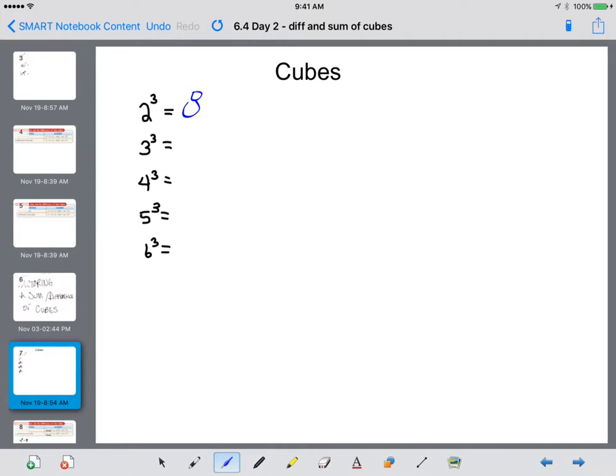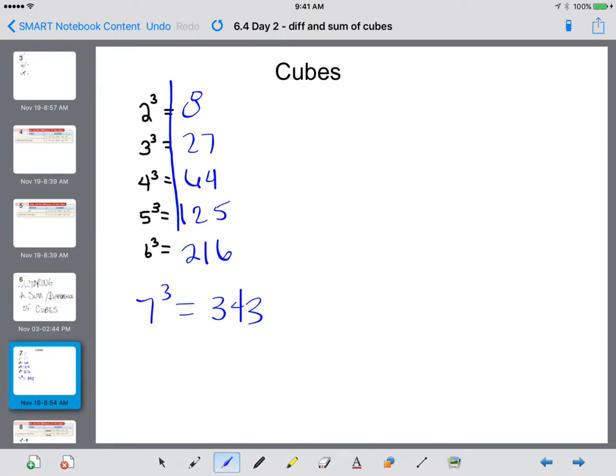8. 3 to the third power is 27. 4 to the third power is 64. 5 to the third power is 125. 6 to the third power is 216. We can go one more. 7 to the third power is 343. These numbers, I almost forgot the most important one. 1 to the third power is 1. These numbers are important to keep in mind.